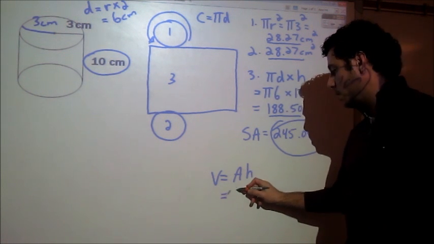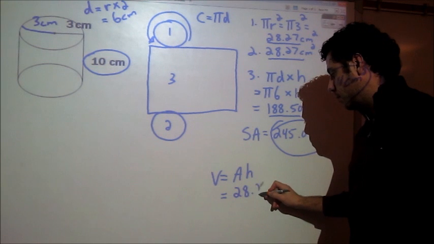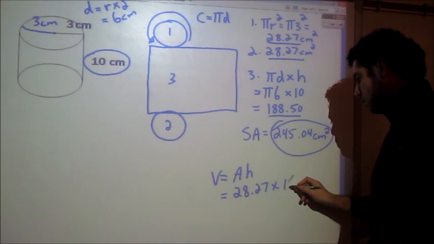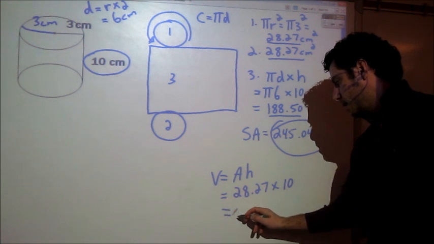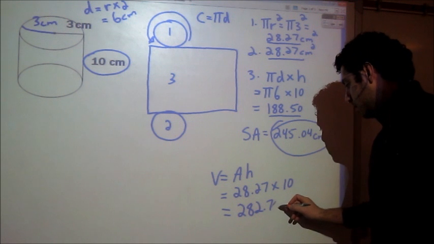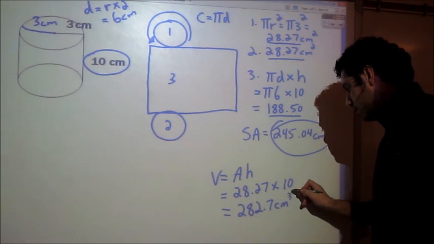So in this case, that would be 28.27 times the height of this cylinder, which is 10. And that would be 282.7 cubic centimeters.